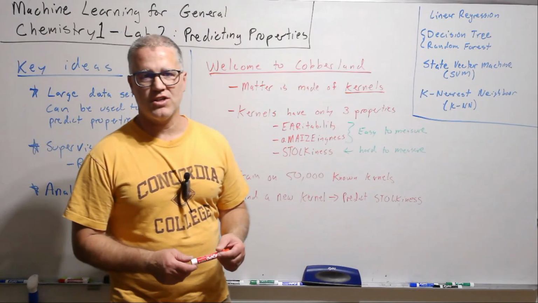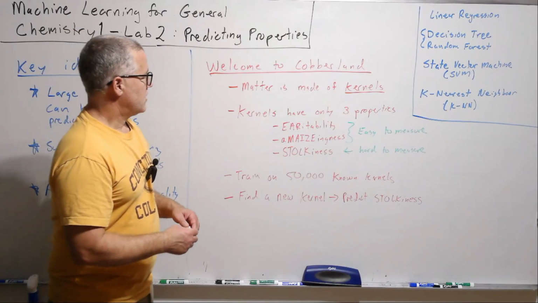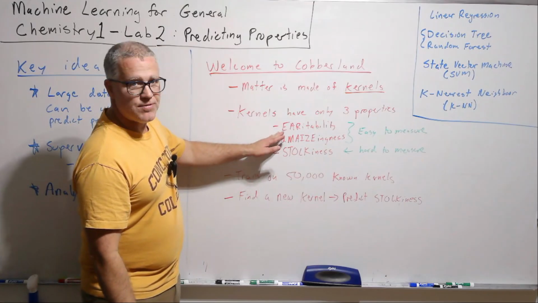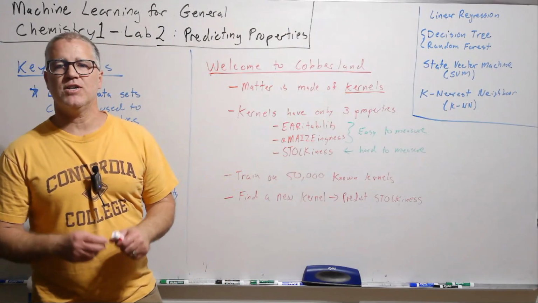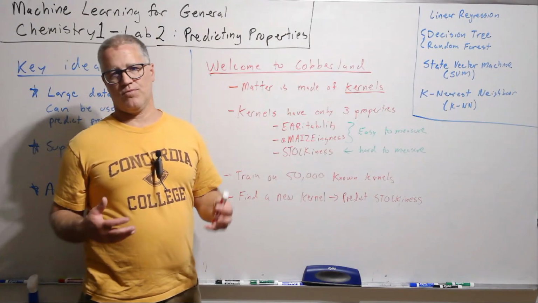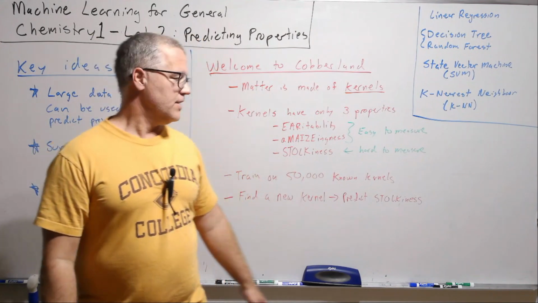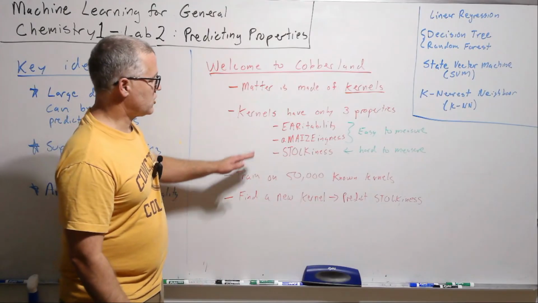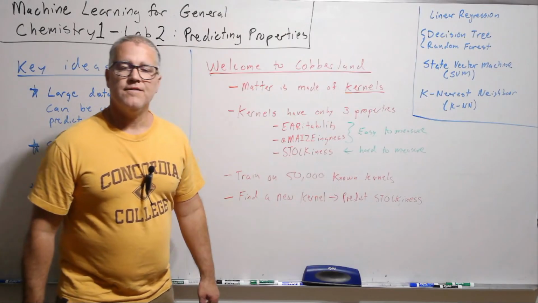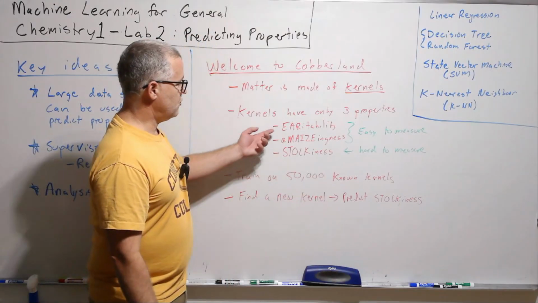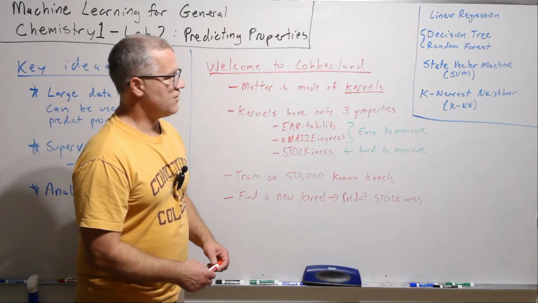And the scientists in Cobberland are called cobbers, and they have studied matter, and all matter is made up of things called kernels. Kernels have only 3 properties: irritability, amazingness, and stockiness. Irritability and amazingness are easy to measure properties of the kernel, and stockiness is a hard to measure property for these cobber scientists. To date, the cobbers have developed 50,000 known kernels, completely characterizing the irritability, the amazingness, and the stockiness. When we find a new kernel, we're going to be able to measure irritability and amazingness, and then we're going to try to predict the stockiness from that based on the machine learning off of these 50,000 compounds.